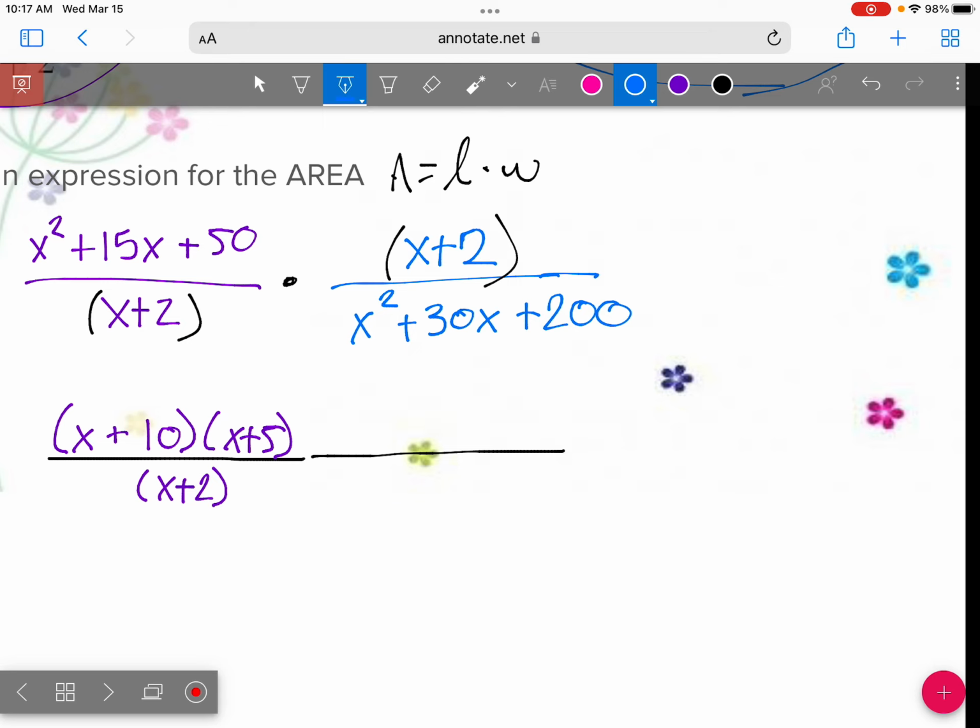And then we're going to do the same thing with our blue. I've got my x plus 2. And the bottom, we're going to x factor. I've got a 200 on the top. That's my C value. And a 30 on the bottom.